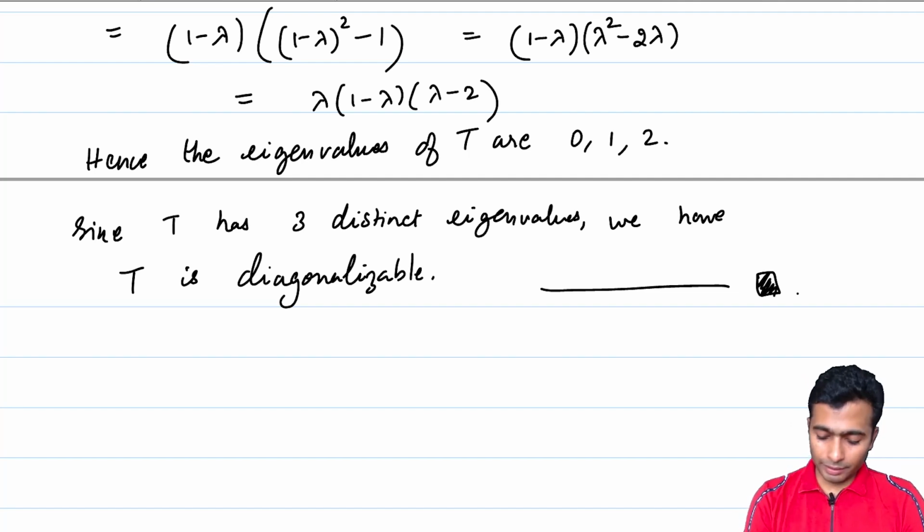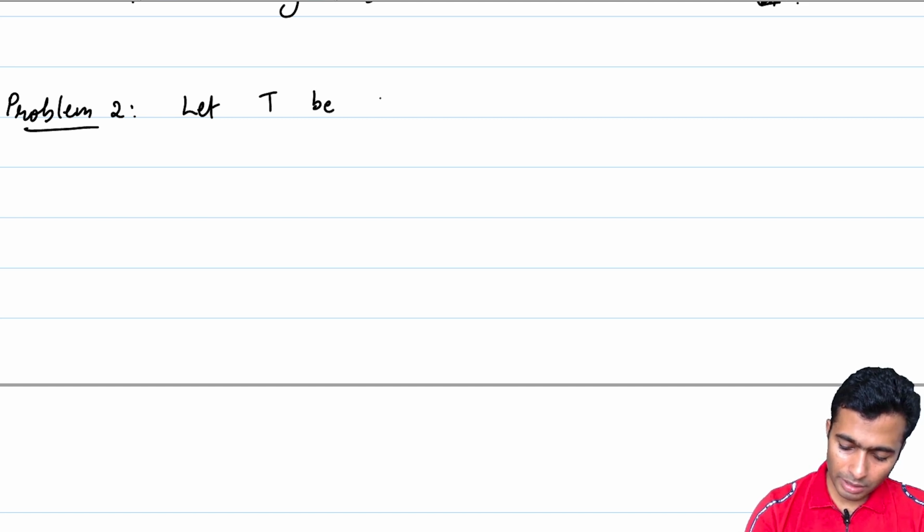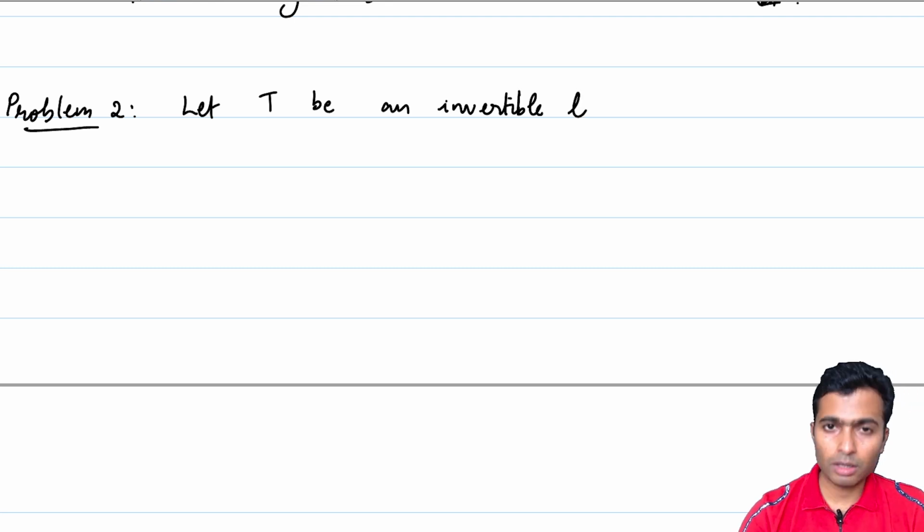Okay, the next problem. The next problem discusses the relationship between T and T inverse: what can we say about the eigenspaces and eigenvalues of T inverse when we know about the eigenvalues and eigenspaces of T. Further, whether we can conclude anything about diagonalizability of T inverse when we know the diagonalizability of T. So let me write down the statement of the problem. Let T be an invertible linear operator on a vector space V.